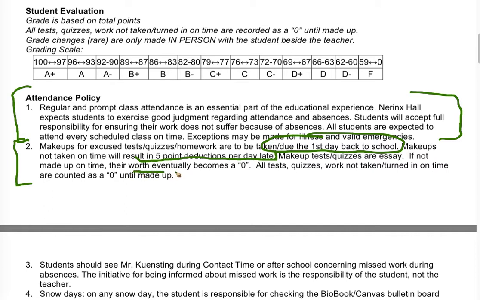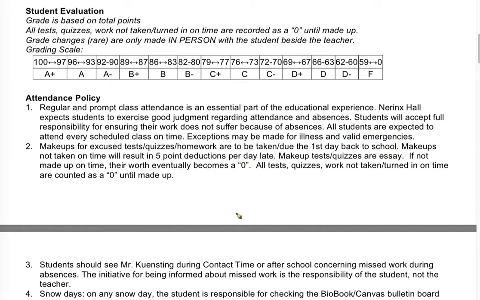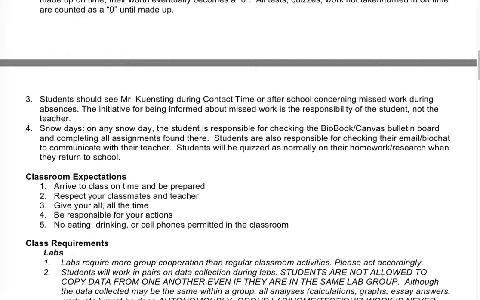And eventually, if you wait too long, if an assignment's 25 points and you've waited 5 days to turn it in, it is now worth 0 when you go to turn it in, unless you've made arrangements. And arrangements are rare, but they are for extenuating circumstances, not for a simple illness for a weekend. If you are gone, you should come and see me during contact or after school.